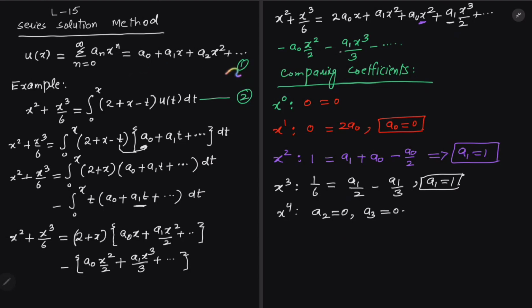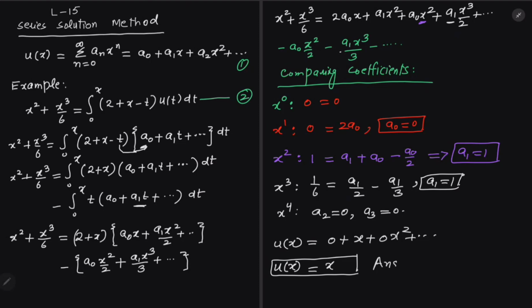In series solution, we write the solution in equation 1. So we have u of x is equal to a naught, which is 0, plus a1, which is 1, times x, plus a2, which is 0, times x square, and so on. All the other values will be equal to 0. So u of x is equal to x. This is the answer of integral equation 2.